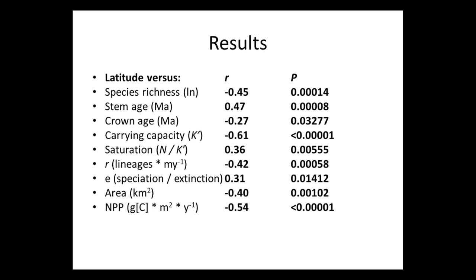Saturation is just the observed number of species divided by the total carrying capacity. Clades that are farther north are more saturated. Clades that are farther north can have fewer species overall and are closer to that limit. And we'll come back to that idea in a little while.